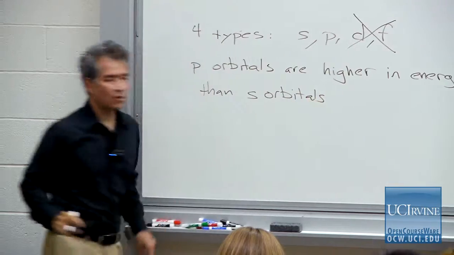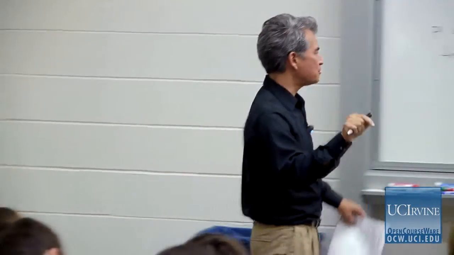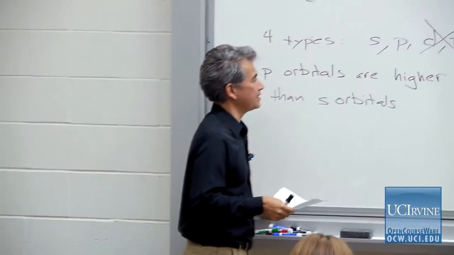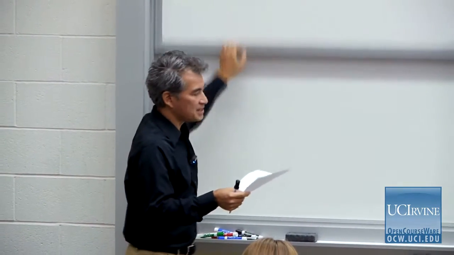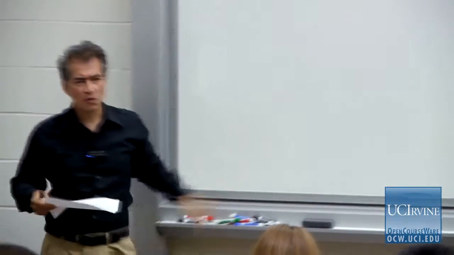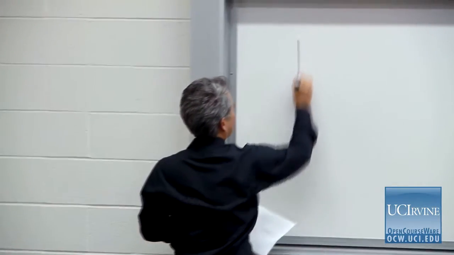And that is that p orbitals are higher in energy than s orbitals. I think every one of you knows this already. But what you don't know is just how powerful that is. And so let me go ahead and start off by graphically representing the fact that p orbitals are higher in energy than s orbitals. And I'm going to start by using a construct that we're going to use many times in this class called a molecular orbital or an orbital energy diagram.